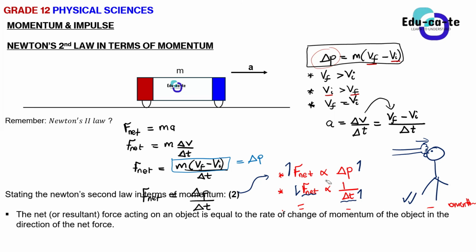Because remember that all of this, the formula and the inverse proportion, we derived from Newton's second law, but now it is in terms of momentum. So basically, the net force acting on an object is equal to the rate of change of momentum of the object in the direction of the net force, and this is the formula for that Newton's law.